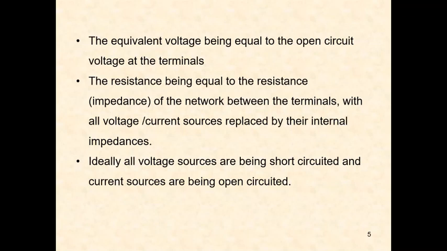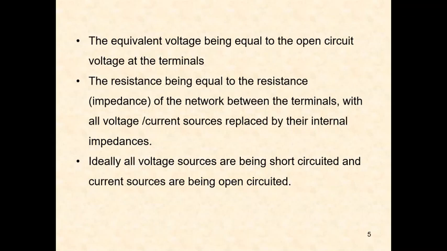And the resistance in series: the circuit is replaced with a voltage source in series with a resistance. How does the resistance come? The resistance is equal to the resistance of the network between the terminals with all voltage and current sources replaced by their internal impedances. What is the internal impedance for a voltage source in the ideal case? It is 0. For a current source, the internal impedance in the ideal case is infinite.